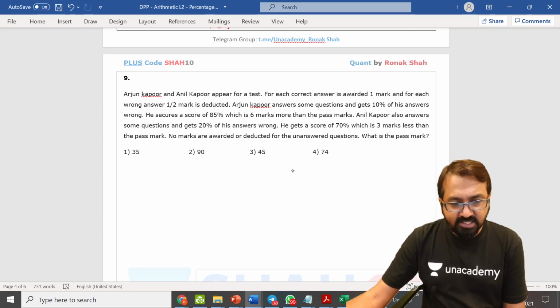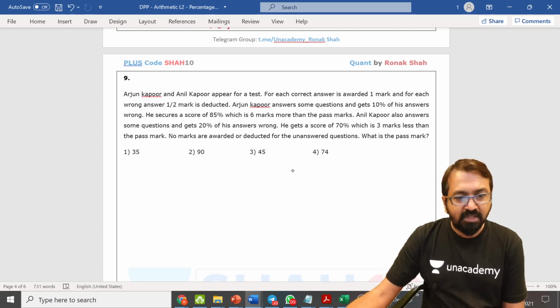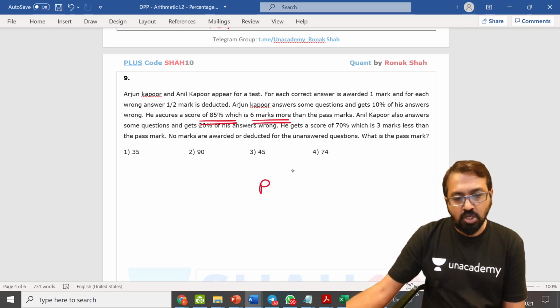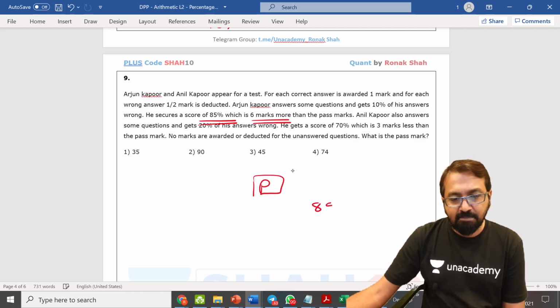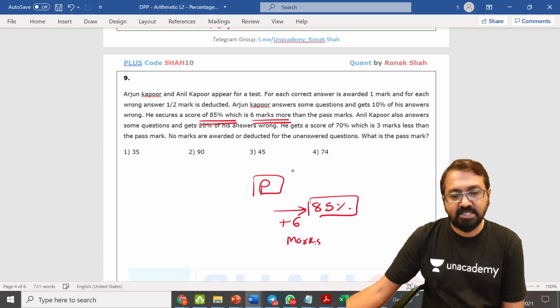Now here it says that Arjun Kapoor answers some questions and gets 10% of his answers wrong. He secures a score of 85%, which is 6 marks more than the pass marks. So whatever the pass marks are, if someone gets 85% marks, it is 6 marks more than the pass marks.